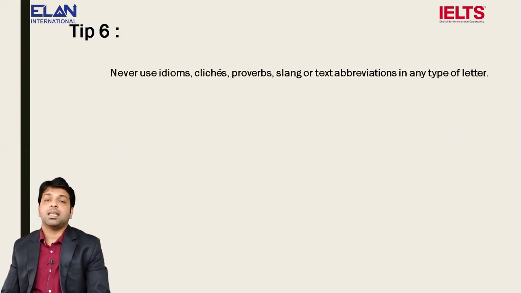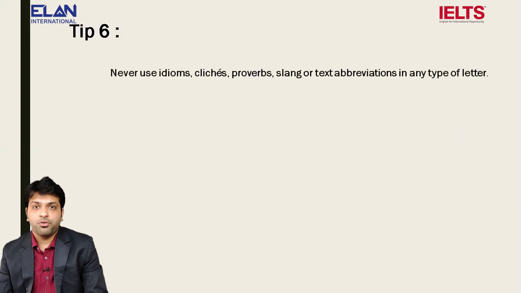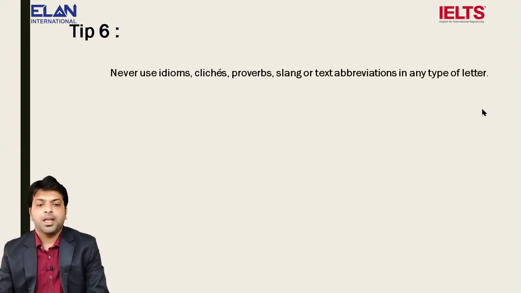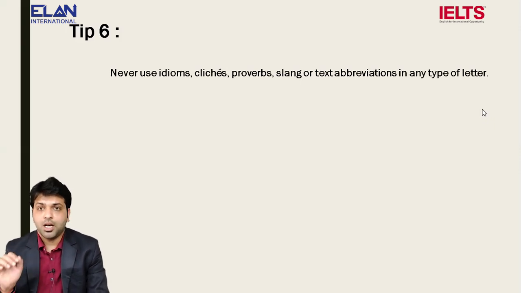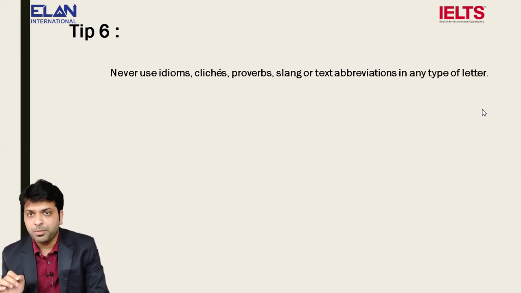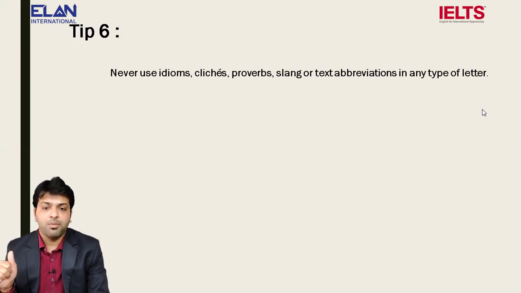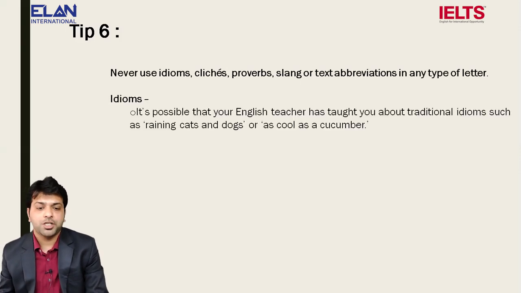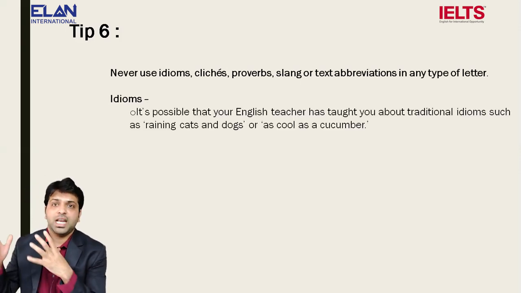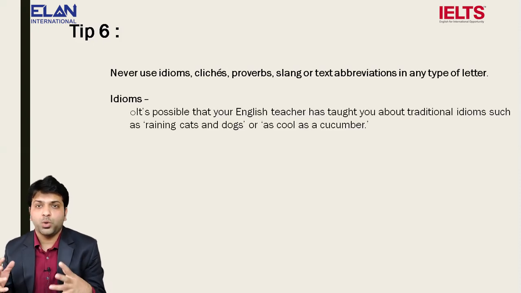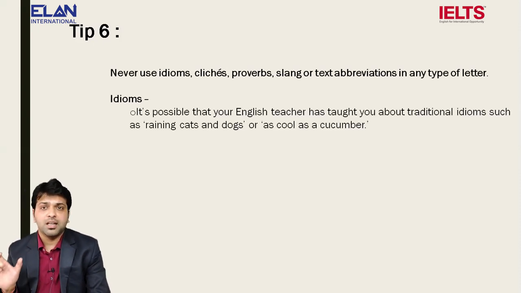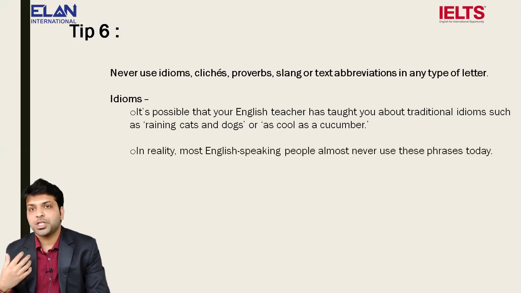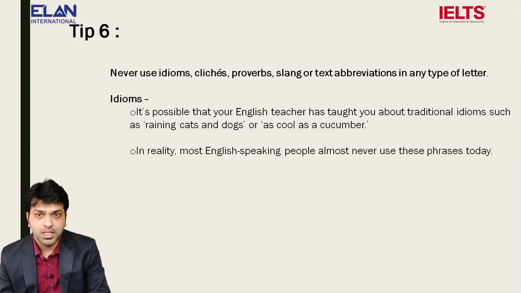Okay. Tip number 6, never use idioms, cliches, proverbs or slang or text abbreviation in any type of letter, neither in formal nor in informal, nor in semi-formal also. So let's know about idioms. Your English teacher would have taught you some idioms like it was raining cats and dogs, it is as cool as a cucumber. These idiomatic expressions are not to be used in any of it. In reality, most English speaking people almost never use these phrases today.